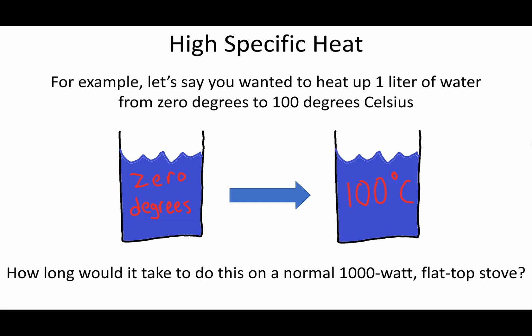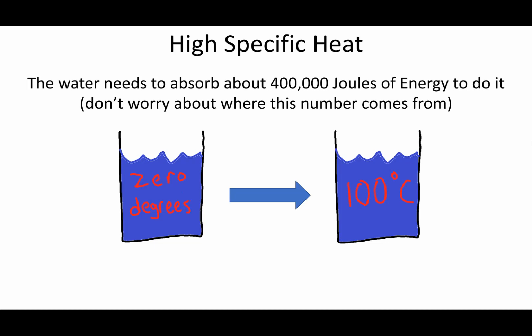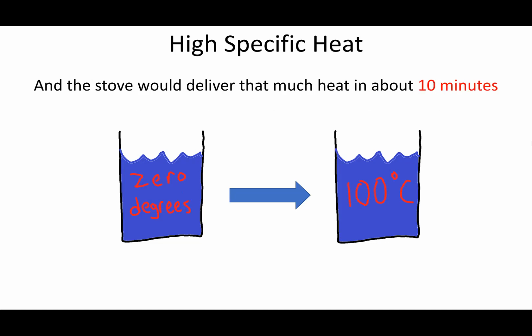For example, let's say you wanted to heat up 1 liter of water from 0 to 100 degrees. Now, how long would it take for you to do this on a normal stove? The water needs to absorb about 400,000 joules of energy in order to go from 0 to 100 degrees. And don't worry about where I get this number from. The stove would deliver that much heat in about 10 minutes.